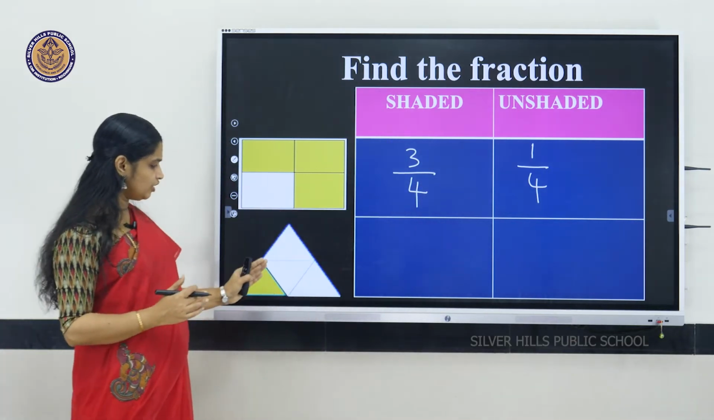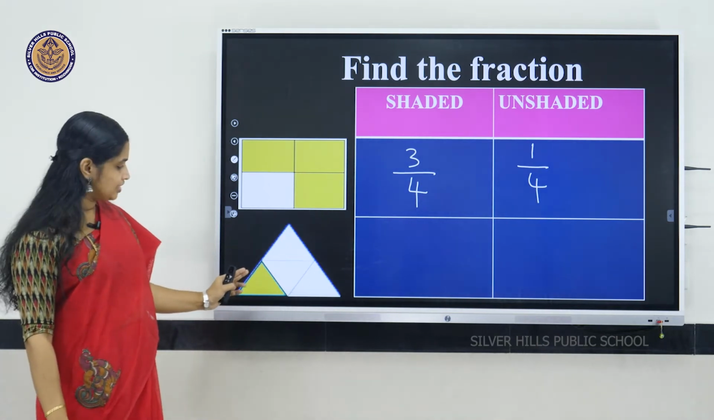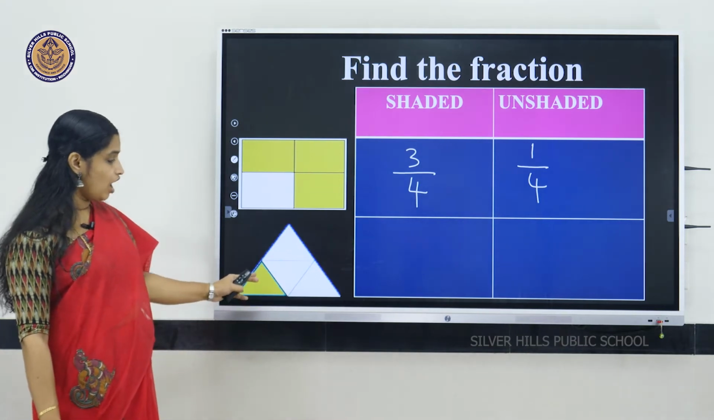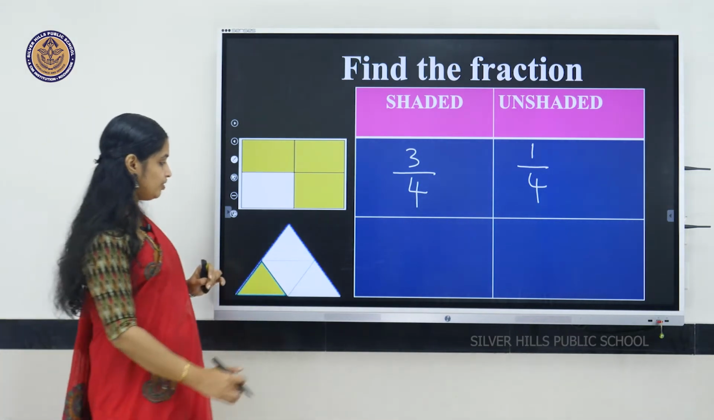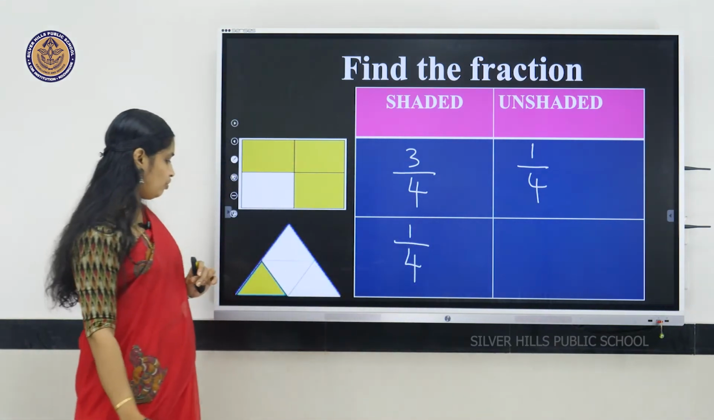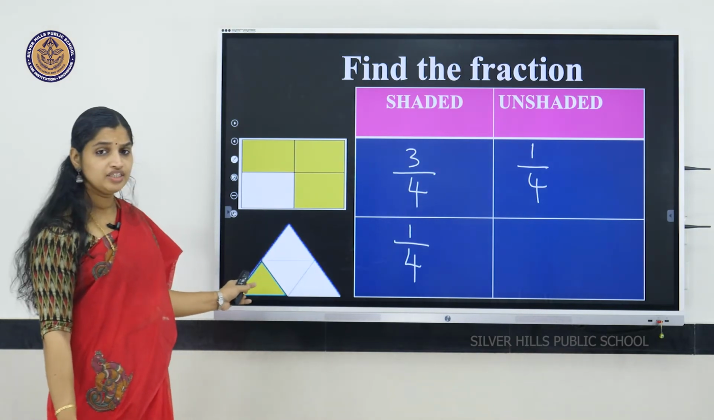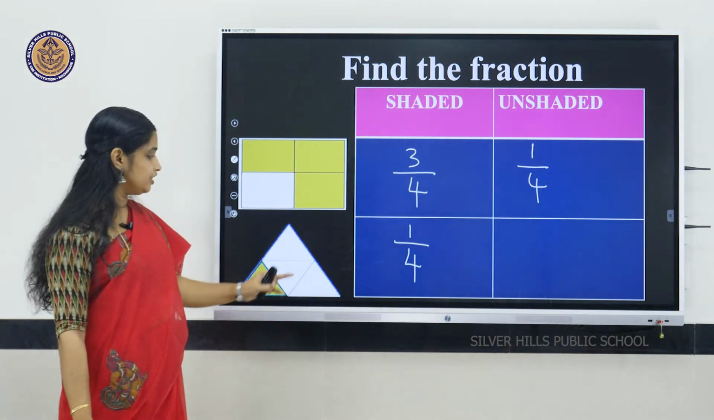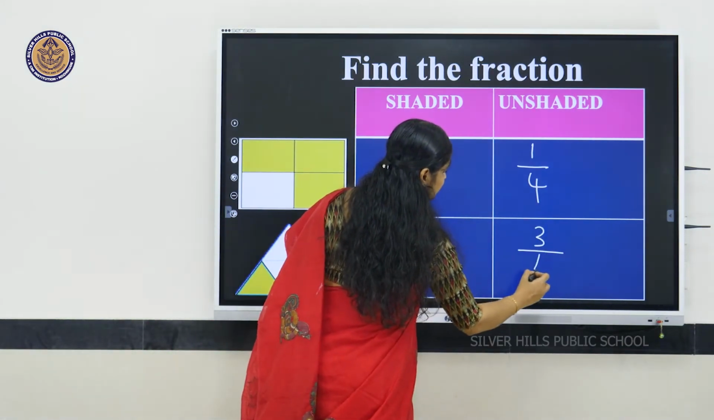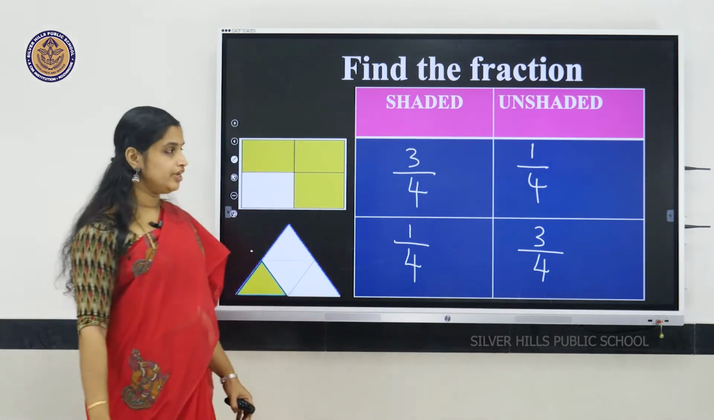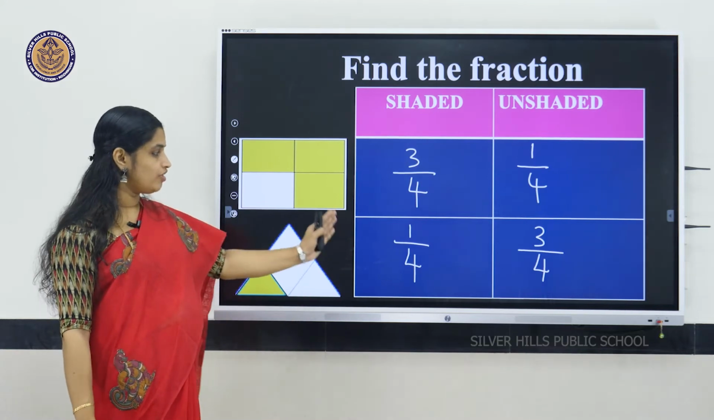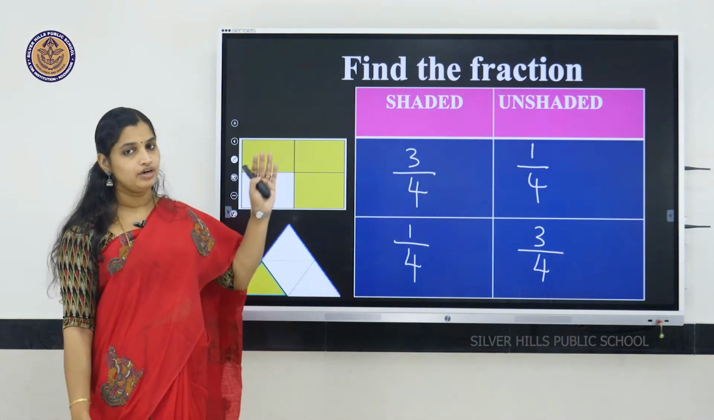Now see this triangle. This triangle is divided into 1, 2, 3, 4 parts. And out of 4, how many are shaded? One part. Only one part is shaded. So we can write the fraction as 1 by 4. And what about the unshaded part? 1, 2, 3. 3 parts are unshaded. So we can write the unshaded fraction as 3 by 4. So when we combine shaded and unshaded, we'll get the whole figure. So 1 by 4 and 3 by 4 make a whole.